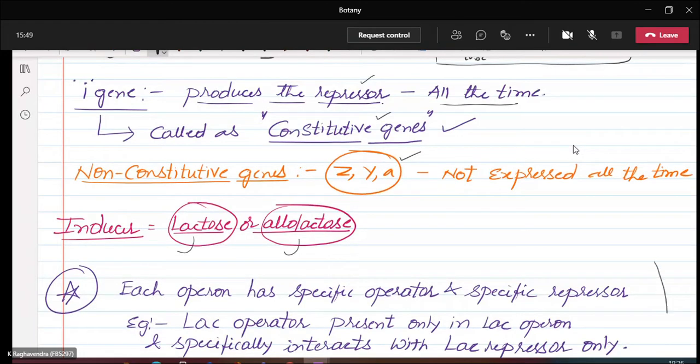One more important point to be noted at the end, that you take any operon, that operon is going to be very specific in terms.